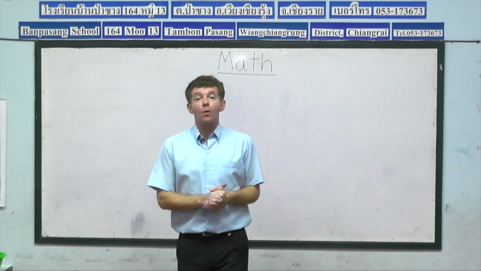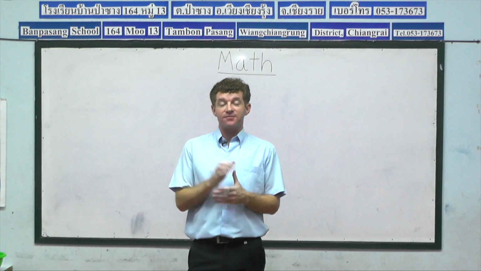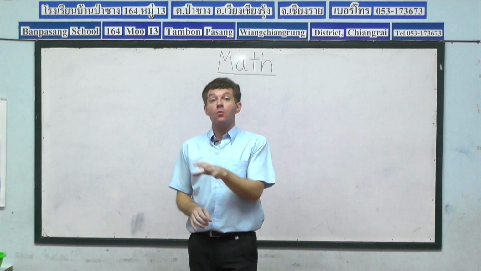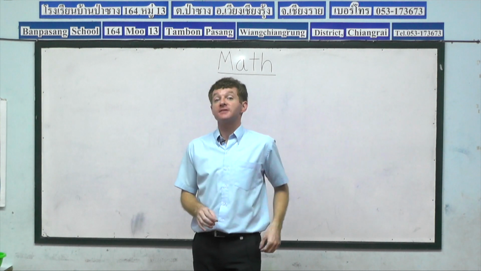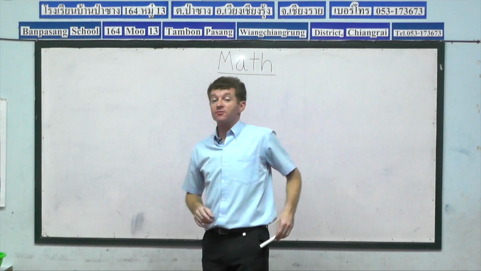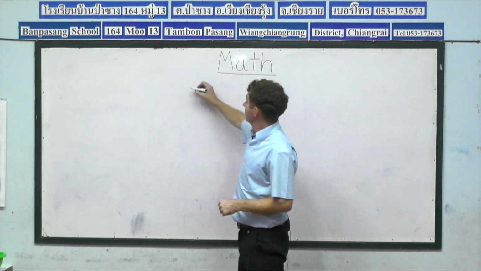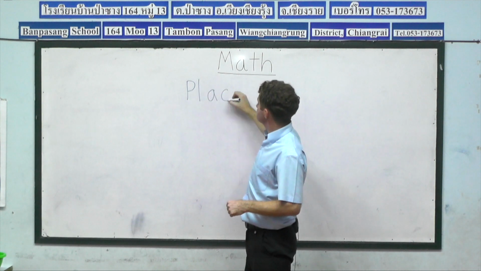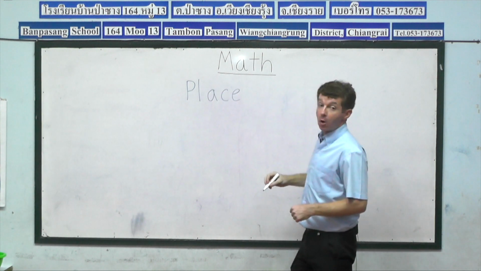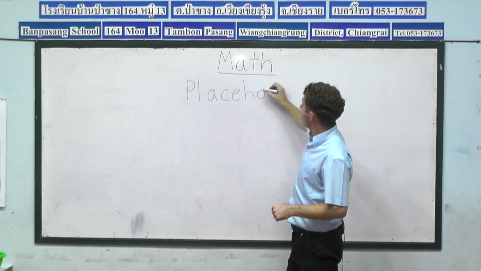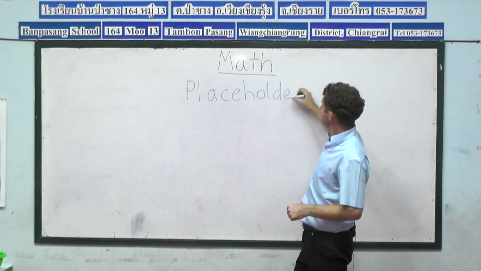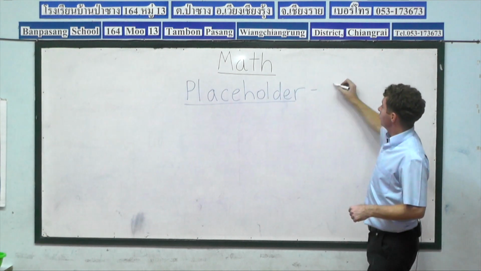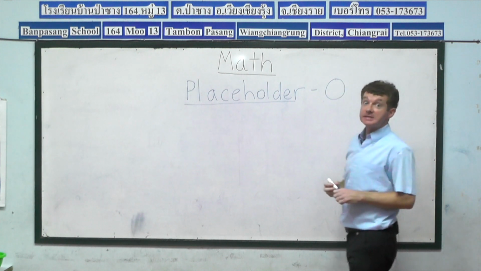So now we're going to have a flash activity to help our students further understand the role of 0 in large numbers as a placeholder. Let's write and spell that word on the board first, guys. Placeholder, P-L-A-C-E. And then holder, H-O-L-D-E-R. Placeholder. And we're focusing on the number 0.